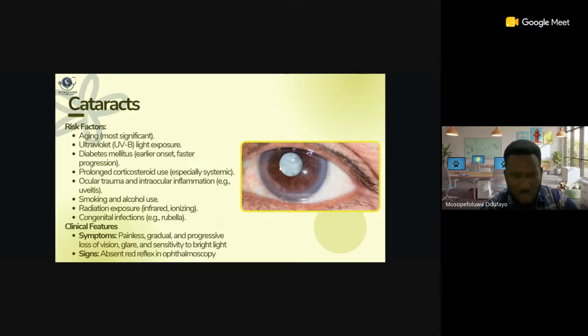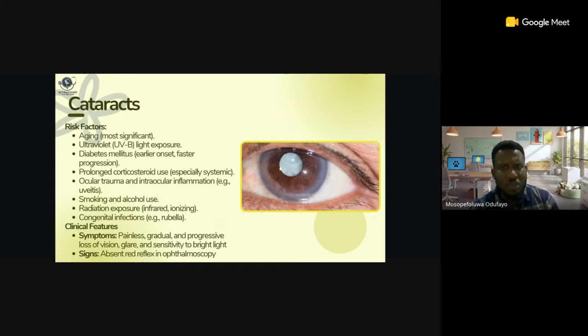Diabetes mellitus causes early onset cataracts and causes faster progression. Those who use steroids, ocular trauma, smoking or alcohol use, radiation exposure, all of these are risk factors. And what happens is that you will see a patient with a painless, gradual or progressive loss of vision. Is that okay? There could now be some glare. Is that okay?